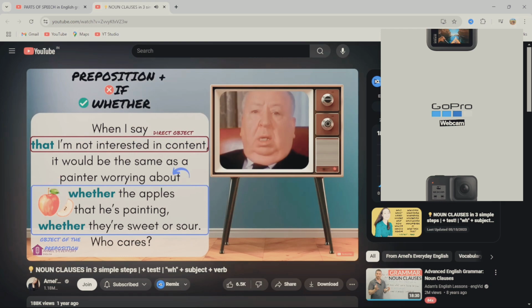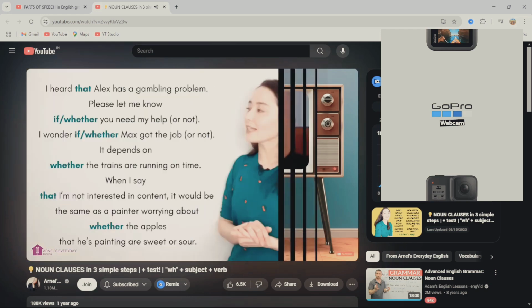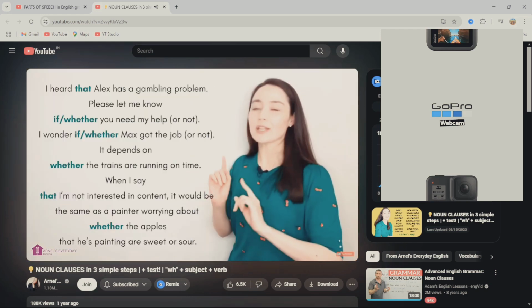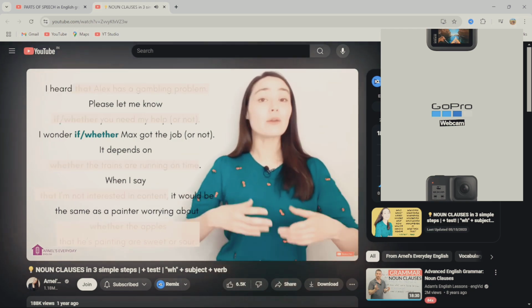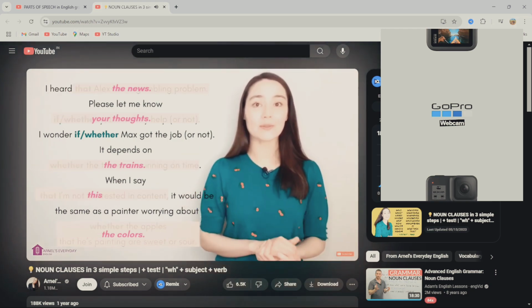And you might notice this mini clause here, that he's painting. Is this clause functioning as a noun? No, this clause is describing apples. So it's a relative clause. And let's confirm what we've done so far and do that little noun clause test. I can remove those noun clauses and replace them with normal nouns.